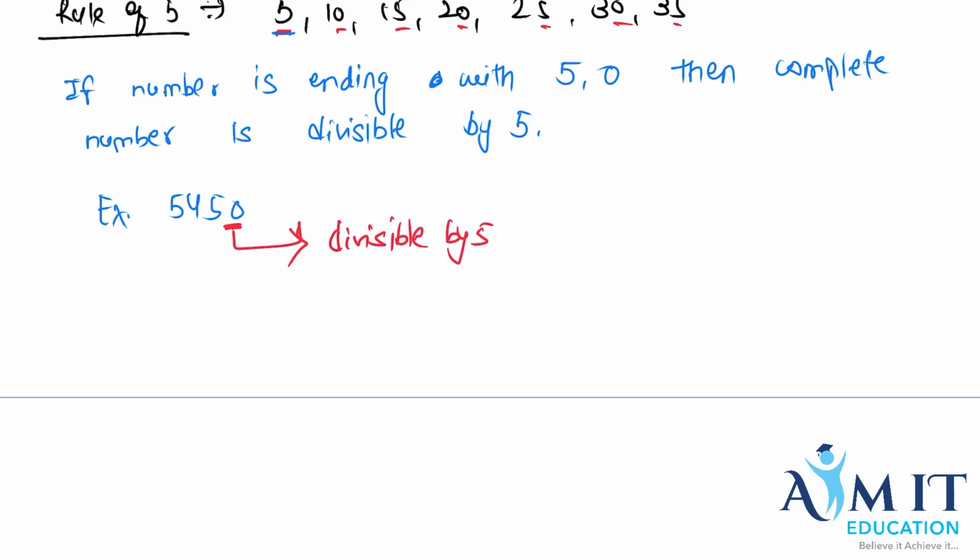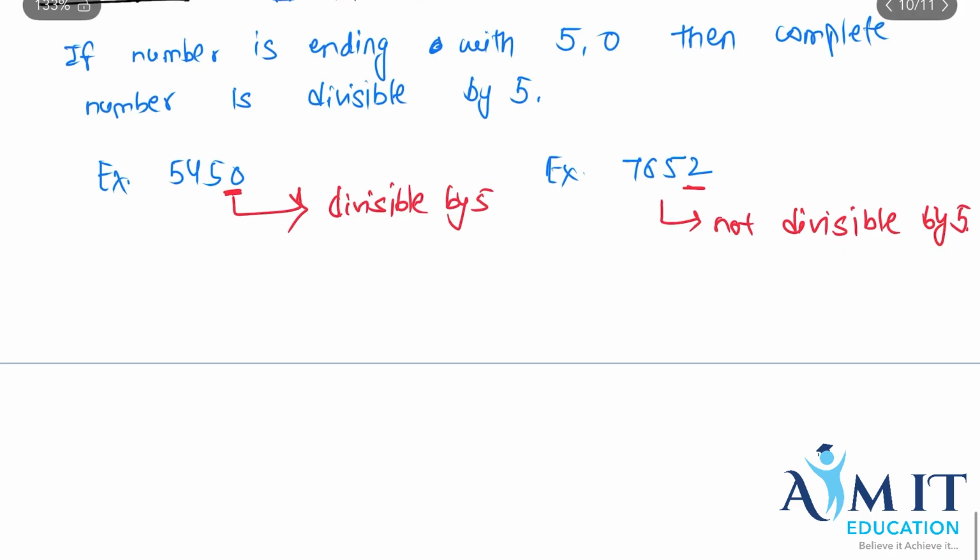Okay, like another example, 7652. Now on the last place, what do we have? On the ones place we have 2. That means this number is not divisible. Okay, it is not divisible by 5 because it is ending with 2, not 5 or 0.